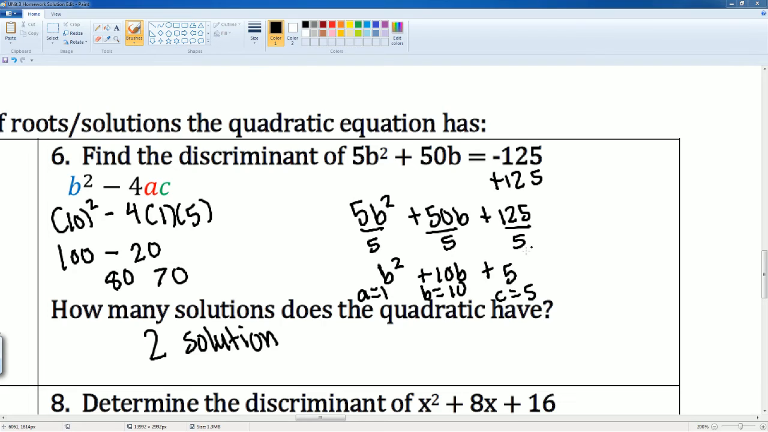This wasn't a 20. Look right here, it was my mistake right here. I'm going to erase it. This was supposed to be a 25. All right. 125 divided by 5 is 5. So the C here is 25.